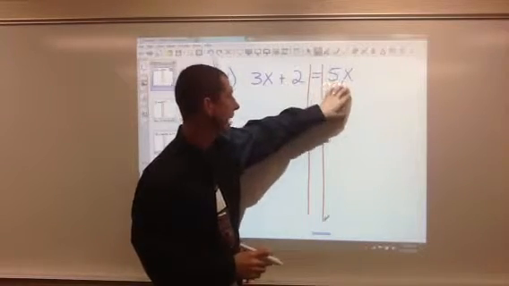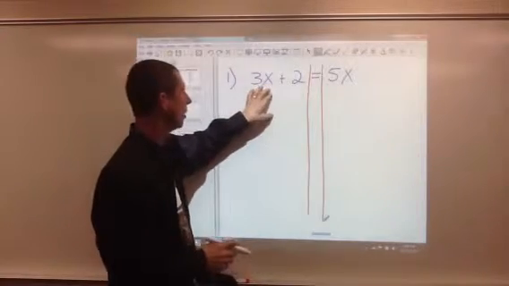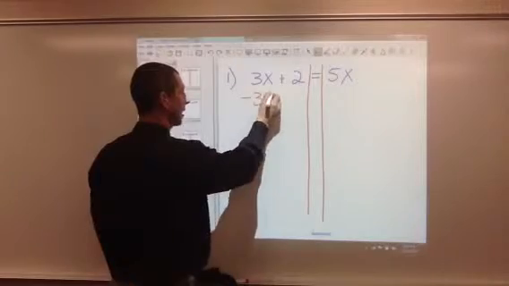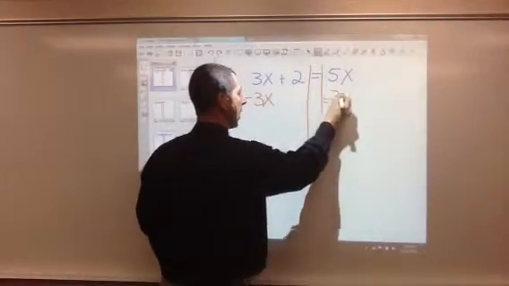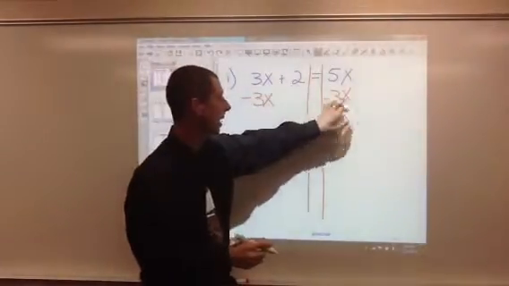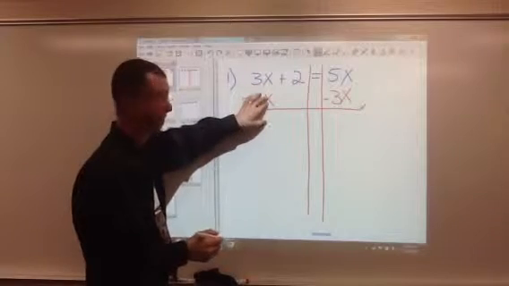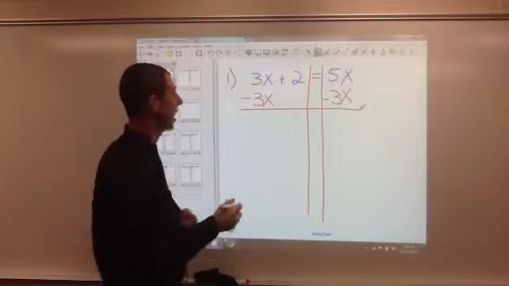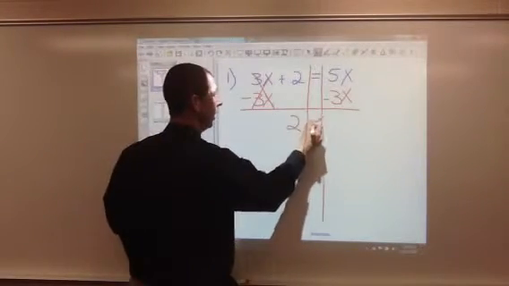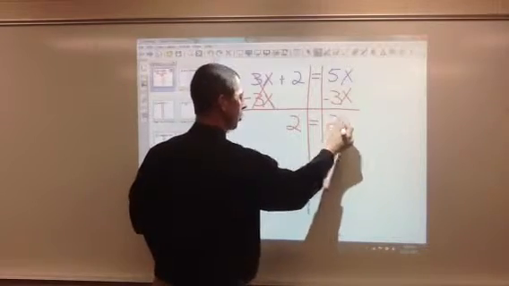So I don't want to subtract 5x from both sides because I won't have anything left over here. So what I want to do is take 3x from both sides. So I'm going to subtract 3x from here and take 3x from this side. Remember, whatever we do to one side, we have to do exactly the same thing to the other side. Now, this is getting 3x out of here. It's eliminating it from this side. So these are gone. Now we're left with just 2 here, and 2 equals 5x minus 3x, which is 2x.